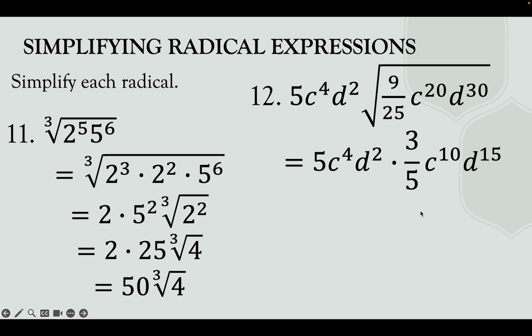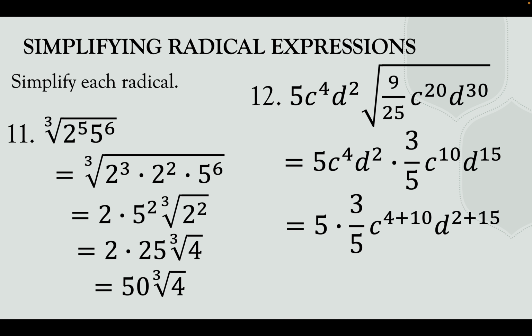Now here, you can simplify this one. You multiply the terms without variable, and then you multiply also the variable with exponent here. So we have here 5 times 3 over 5. Now the law of exponent, when you multiply the same variable or the same base, you just need to add the exponent. We have c raised to 4 plus 10, d raised to 2 plus 15.